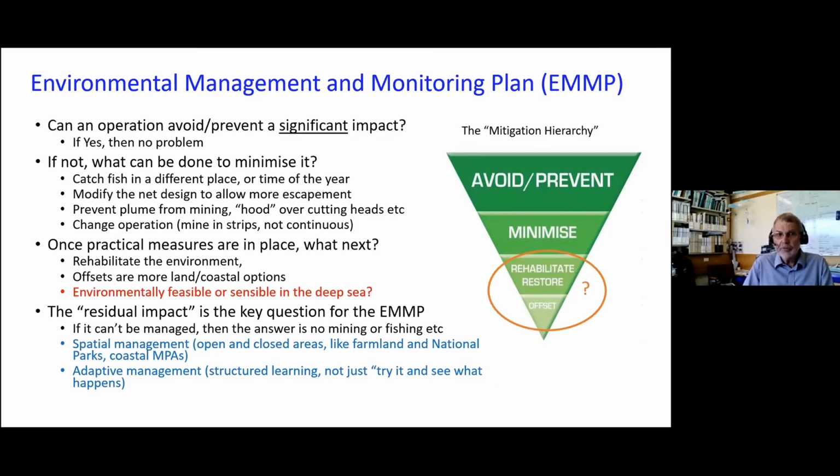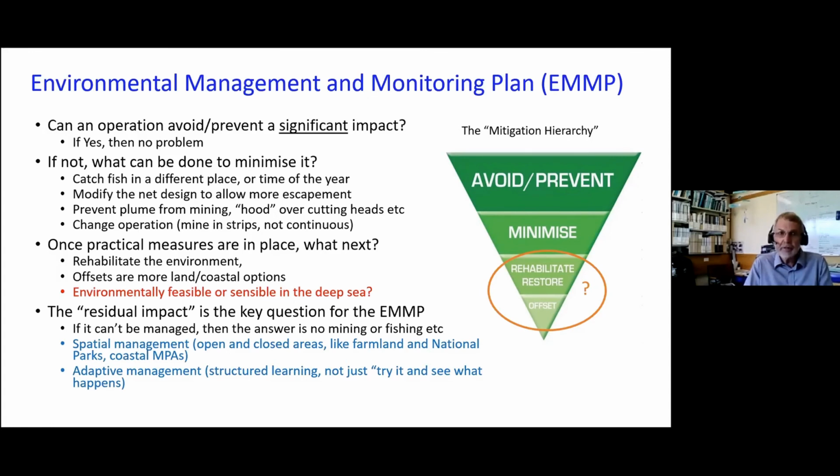To do that, it's going to utilize the mitigation hierarchy. So this is an inverted triangle. So it's putting the stress on avoiding or preventing any significant impact. If an operation can avoid that, if the answer is yes, can it avoid a significant impact, then there's no problem. That's unlikely to be the case, either with large-scale commercial fisheries or seabed mining.